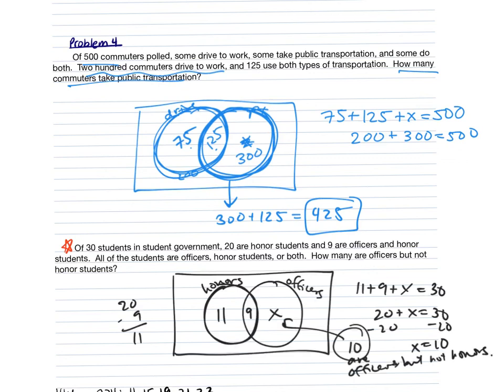Okay, so if we follow like we did above, right, if there's 30 students total, 20 are honors, so this whole bubble is 20. 9 are both. So if we put 9 here, there's 11 left that are honors but not officers. And then for this to add up to 30, X would have to be 10. So there are 19 total officers, but 9 of them are also honors. So the number of officers that are not honors is going to be 10.